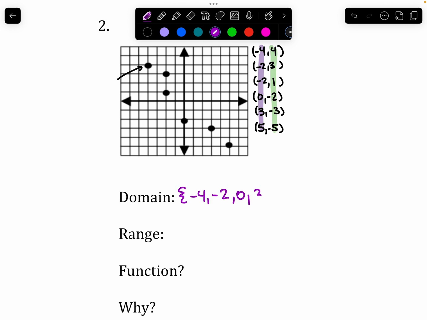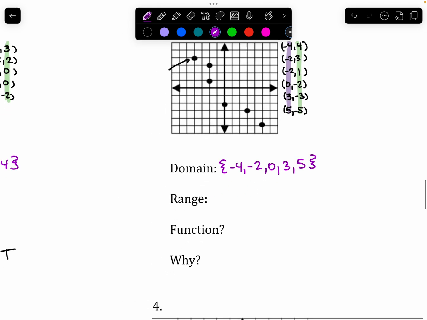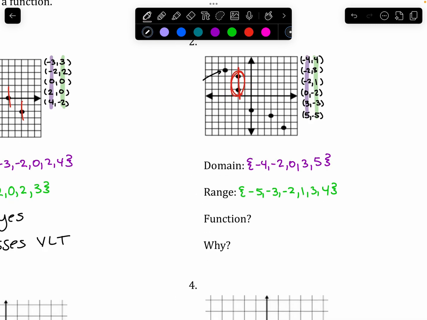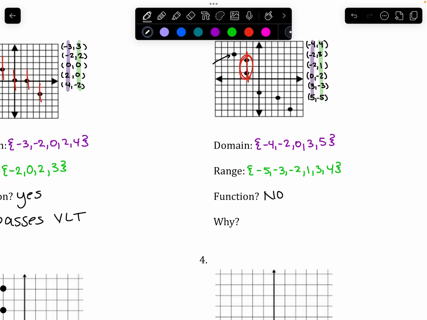So I've got -4, -2, 0, 3, and 5. I'm not going to repeat that repeating -2. You can if you want to. Your range here is -5, -3, -2, 1, 3, 4. I try really hard to keep my domain and range in numerical order. I don't always do that, but when I can, I try to. This fails the vertical line test, so this is not a function.